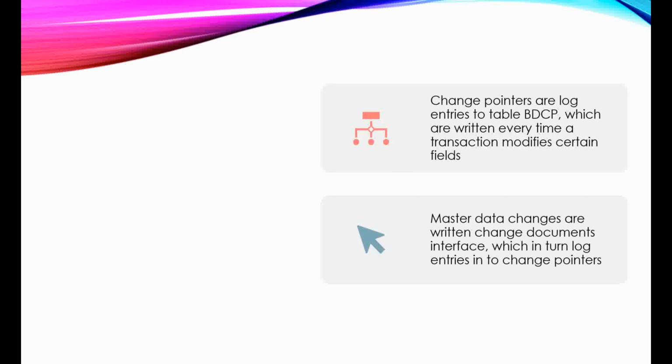Now we'll see what are change pointers. Change pointers are log entries. It will be stored into the BDCP table. If you do any changes related to master data, change pointers are created and will be stored into a table. For that, we first have to configure the change pointers for a particular message type of master data. Here master data can be anything like material master, vendor master, or cost center master. In this video, we are looking into cost center master.